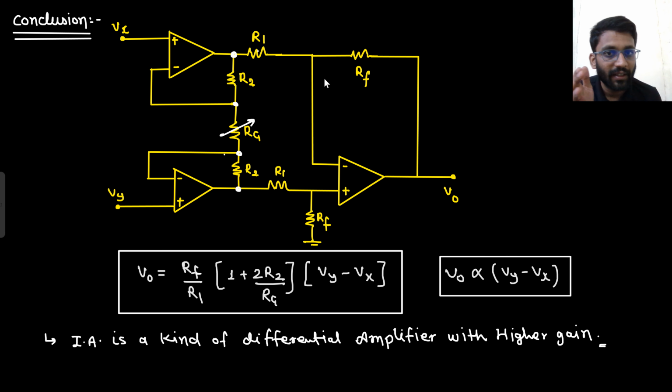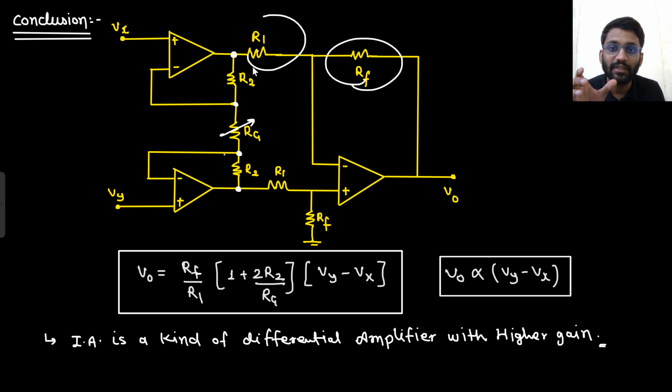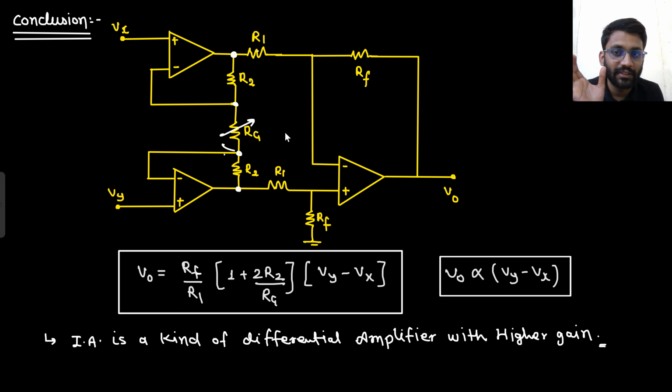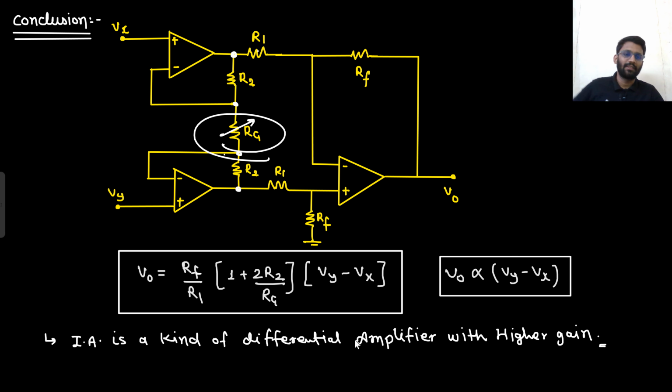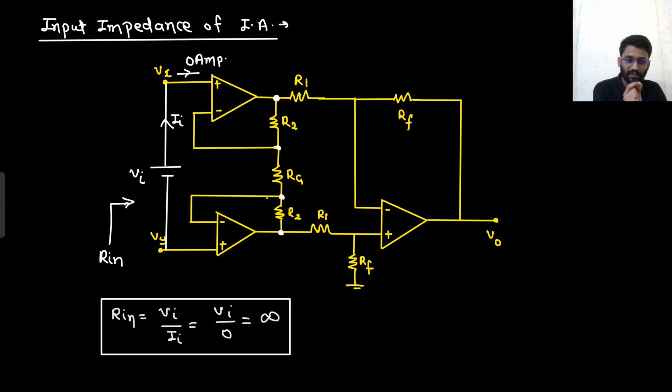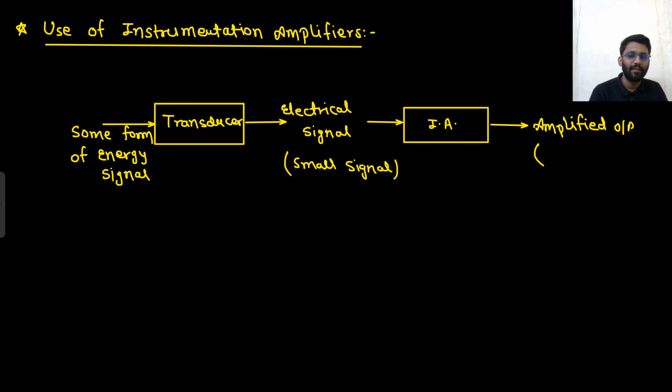In the differential amplifier, if I change this one, I have to change this one as well, to change the gain. But here in the instrumentation amplifier, if I need to change the gain, I don't need to change these two values. I am only changing the Rg value. Just by changing Rg, my gain will change. Say yes or no. So you have more control over gain in case of instrumentation amplifier, by changing fewer resistor values. Only one resistor value I had to change here and I could change the gain.